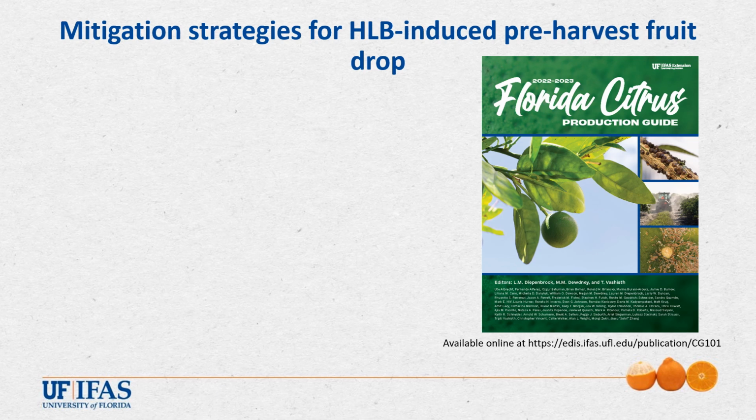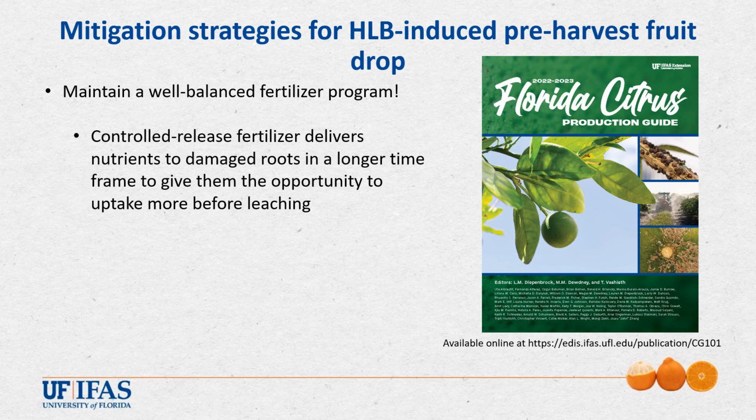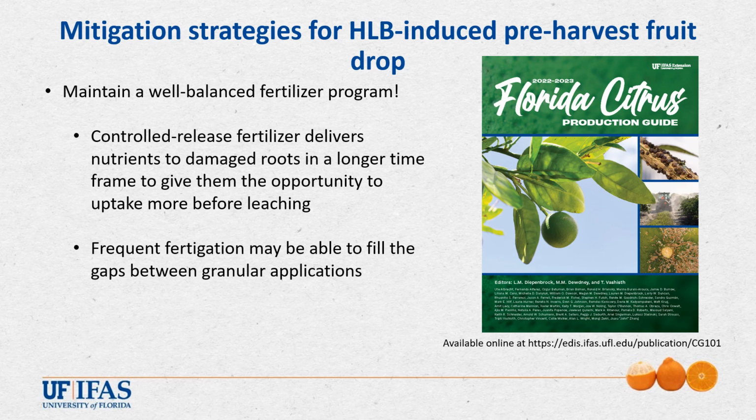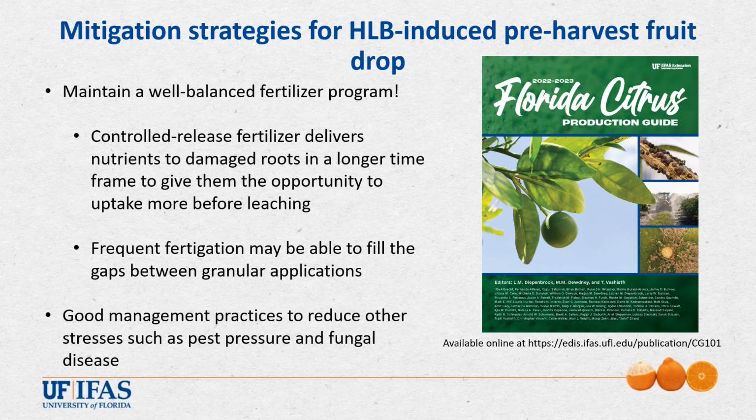There are some strategies that growers can use right now in their groves to mitigate the fruit drop related to HLB infection. Maintaining a well-balanced fertilizer program is critical to ensure that the tree has the proper nutrition to thrive. Controlled release fertilizers are a great way to deliver more nutrients over time to a damaged root system. This allows the roots to take up more nutrients before they leach away from Florida's sandy soil due to wet and humid climates. Fertigation can also be utilized, as this method has a very timely and cost-effective application while delivering nutrients directly to the root zone of the trees. This method can also be used to fill the gaps between granular applications.